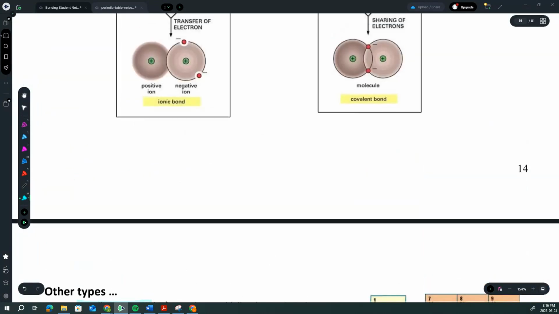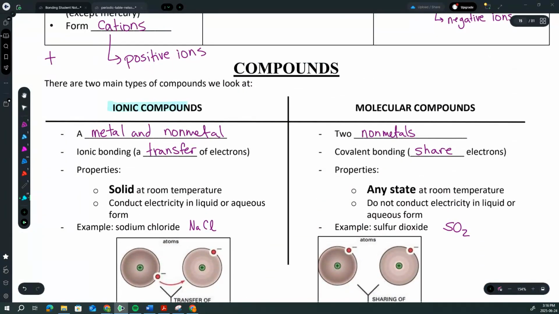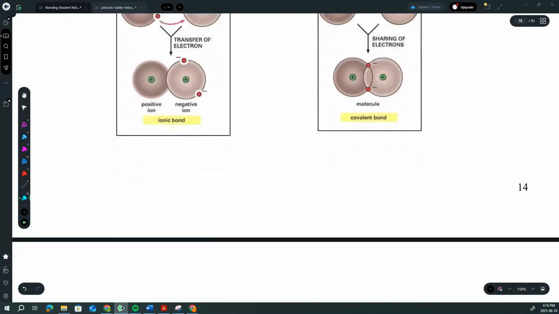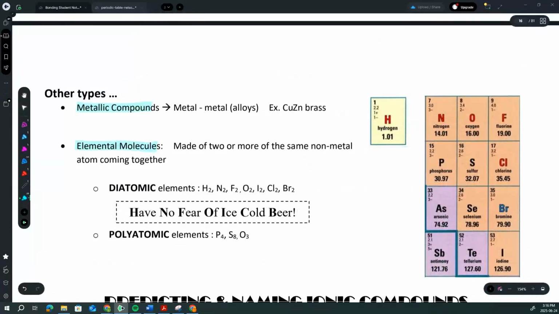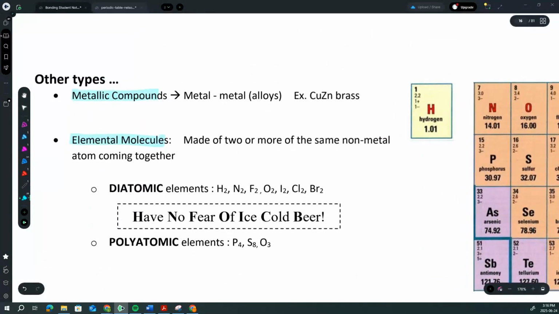And you know what? Let's go back and let's highlight ionic compounds and molecular compounds, because those are pretty important. Okay, so elemental molecules, they're just made of two or more of the same non-metal atom coming together. So there's two types. You have your diatomic elements, so that means whenever they're by themselves, there's always two of them. So our diatomic elements are hydrogen, nitrogen, fluorine, oxygen, iodine, chlorine, and bromine.